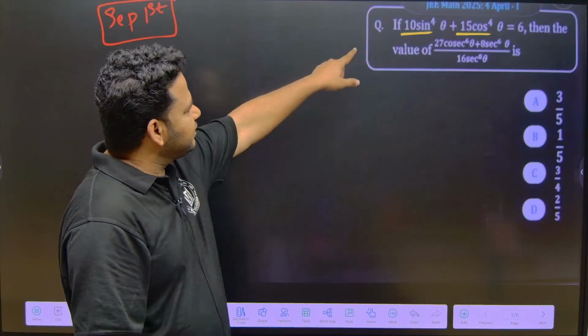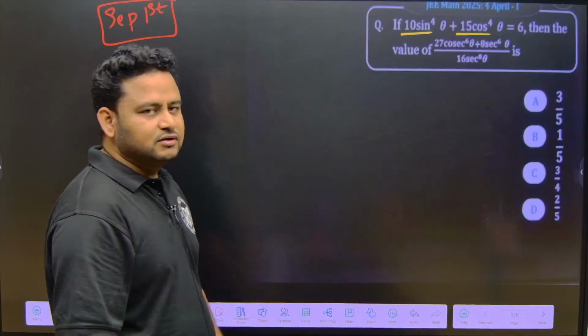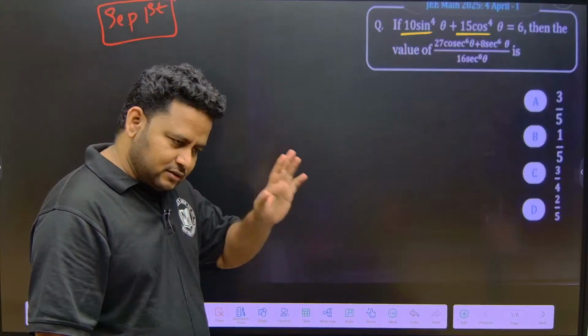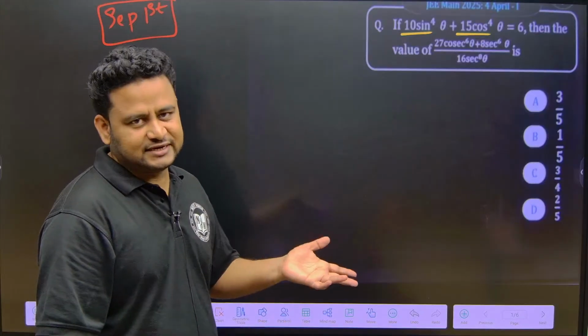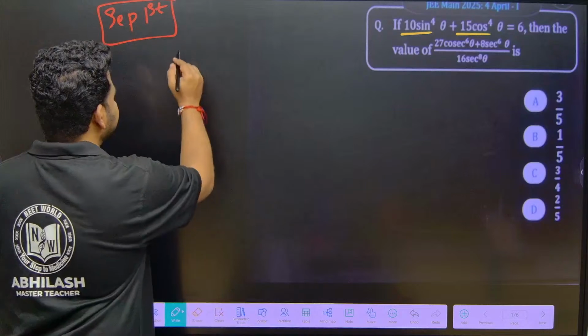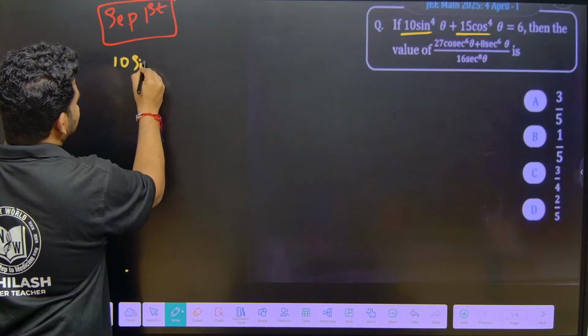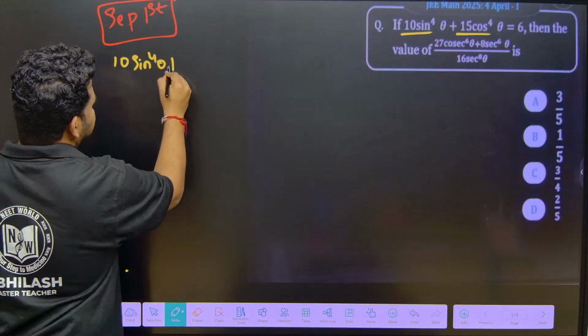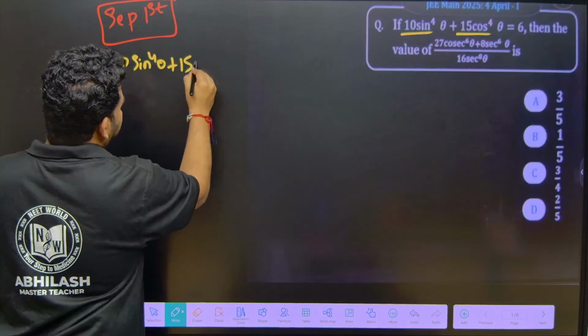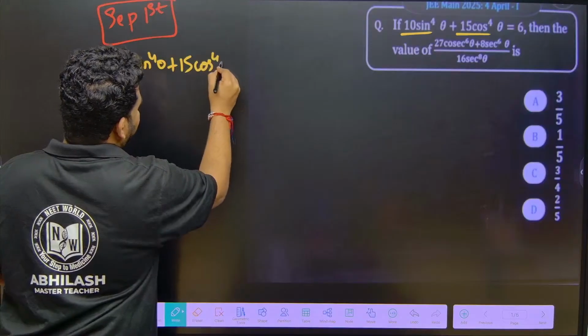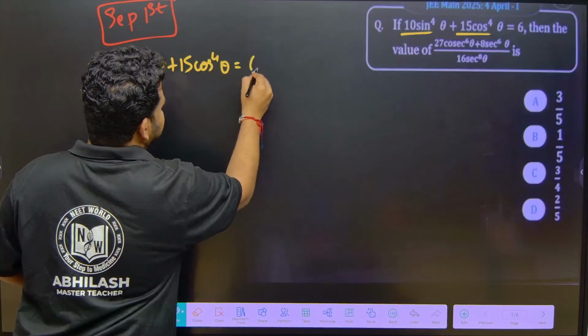When you get sin and cos, you know that you have to convert either sin to cos or cos to sin, correct? So, let us write down first what they were given. They were given 10 sin power 4 theta plus 15 cos power 4 theta is equal to 6.